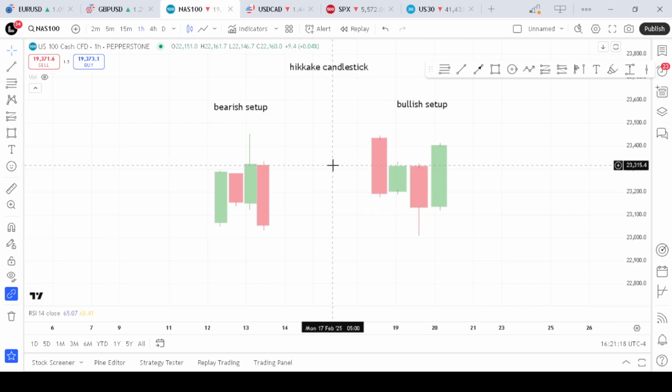In today's video, we're going to be talking about the Hikkake candlestick pattern, a powerful yet often overlooked setup that can help you identify false breakouts and capitalize on market reversals. This pattern is all about spotting traps in the market and using them to your advantage.